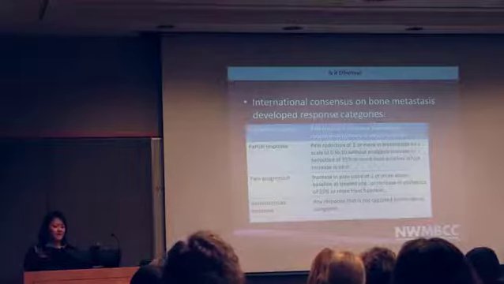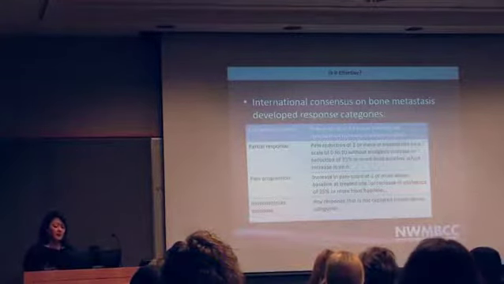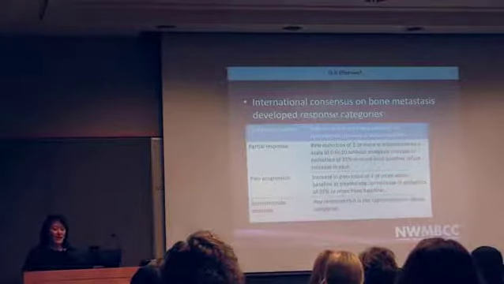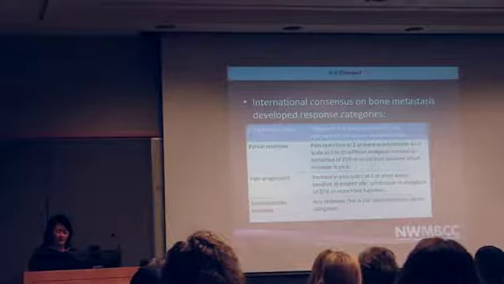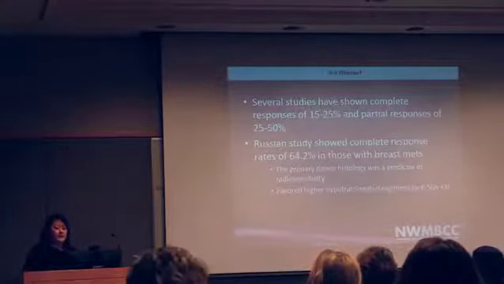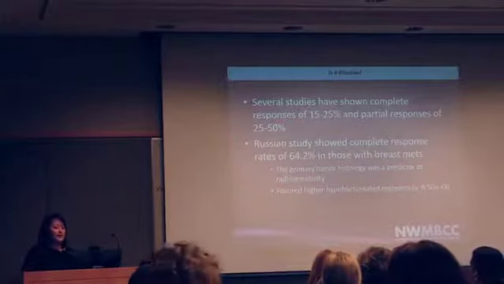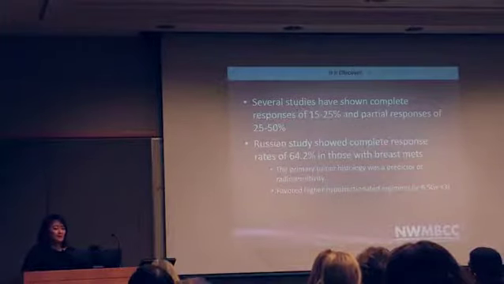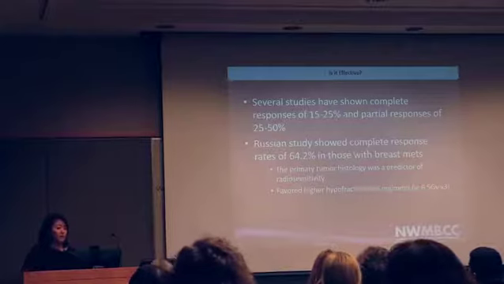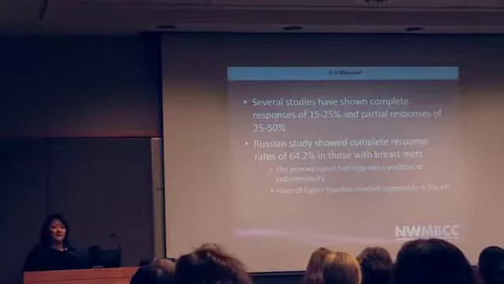It's kind of a trash can classification, but if you don't have a complete response and you don't have a partial response, but you don't have progression, I guess you can use the indeterminate response class. So what we know about radiation is that several studies using these classifications have found that for the most part, radiation gives about a 15 to 25% complete response rate in terms of pain control. And then partial response rates are even higher, 25 to 50%.